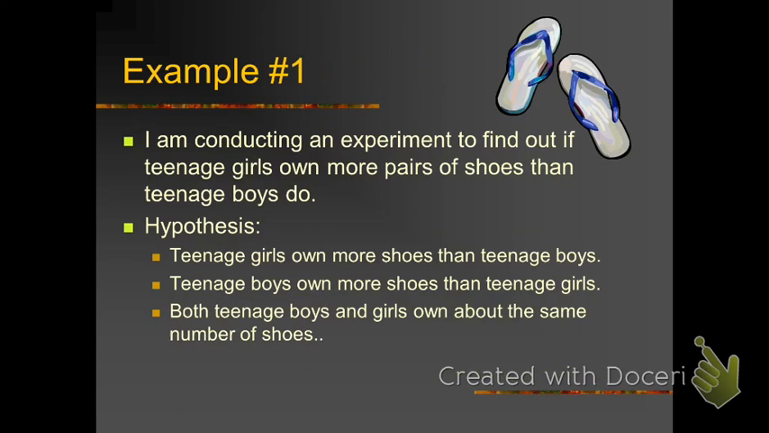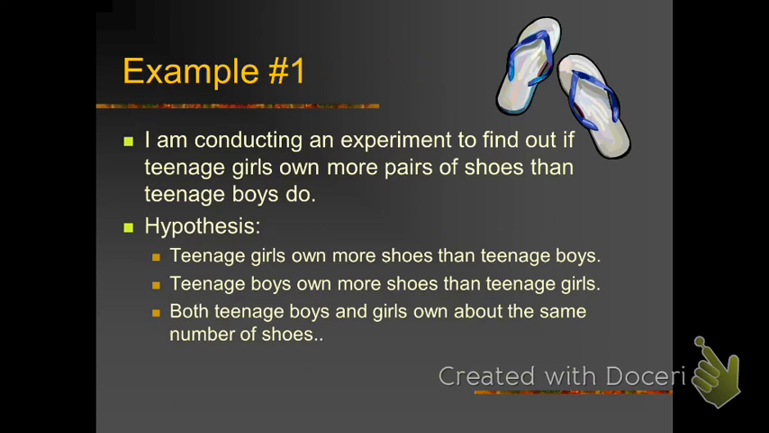All right, so the very last thing we're going to do is we're going to look at example 1 on our notes here. And it says that I'm conducting an experiment to find out if teenage girls own more pairs of shoes than teenage boys do. And so my question is who owns more pairs of shoes, teenage boys or teenage girls? And so my hypothesis can go 3 different ways.